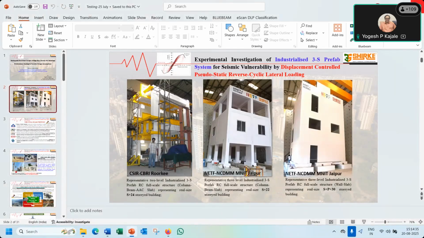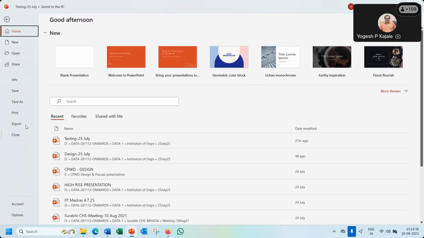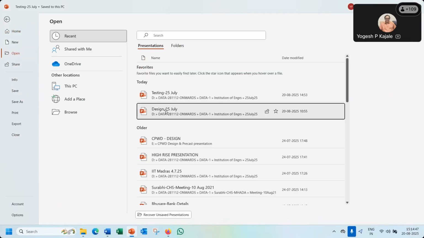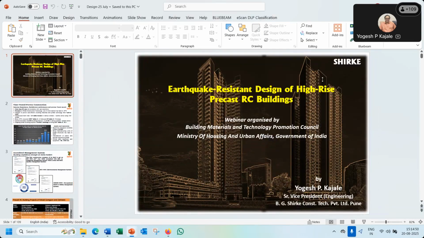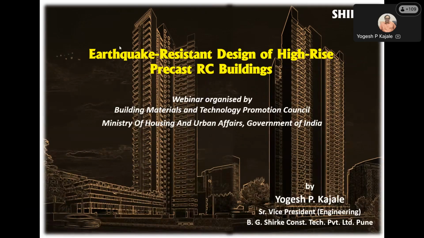Now I'll share with you the design aspect about precast construction. Here I will cover our live case studies of two projects. One is that 29-story building and the other is the 39-story building.